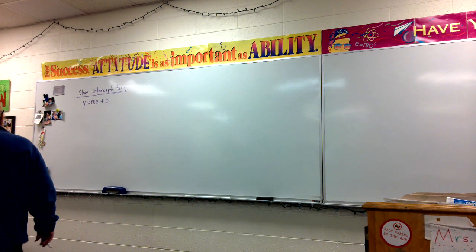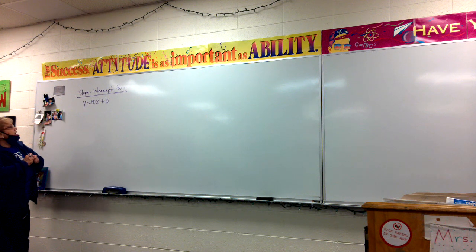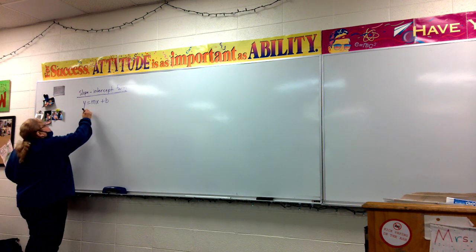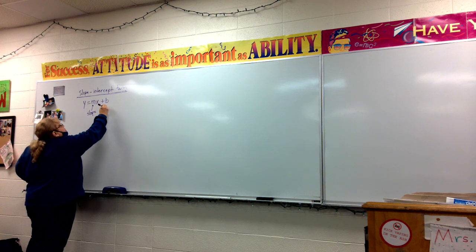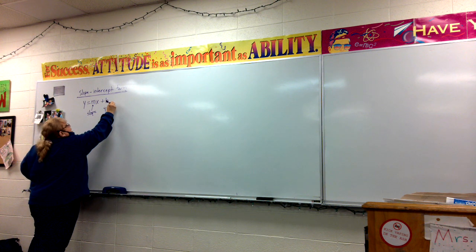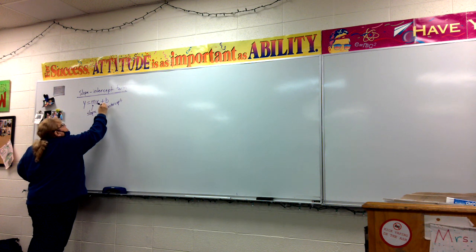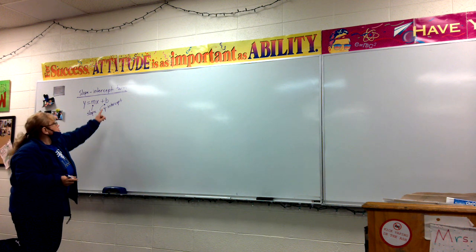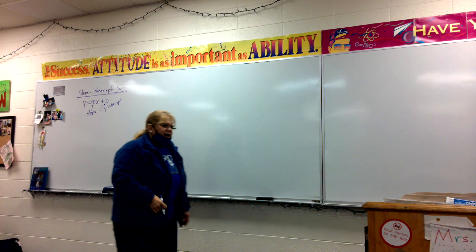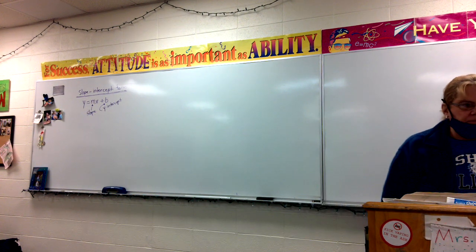So one form of the equation of a line is slope-intercept form. With slope-intercept form, the m tells us the slope of the line, and the b value tells us the y-intercept. It tells us where that line crosses the y-axis. So with those two things, you can write the equation of the line.